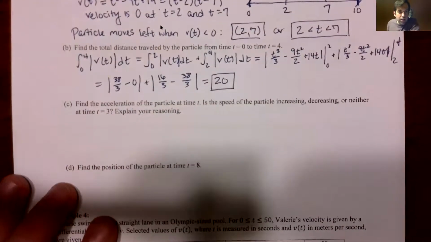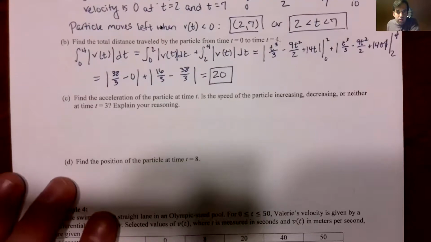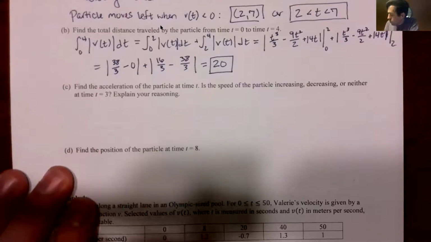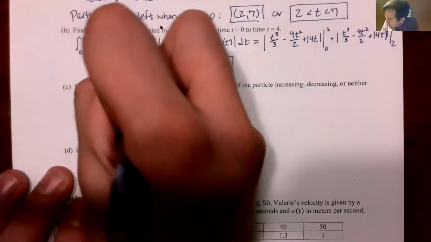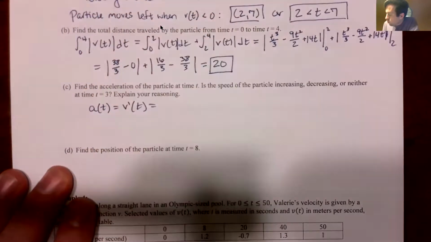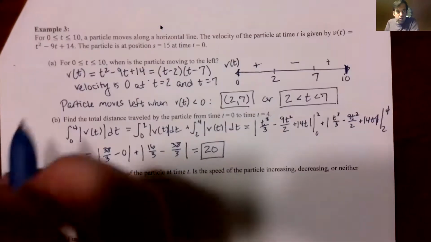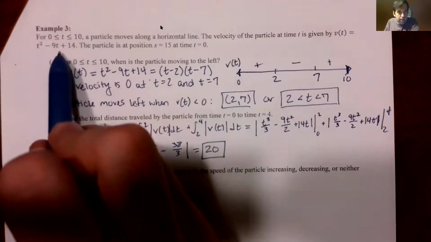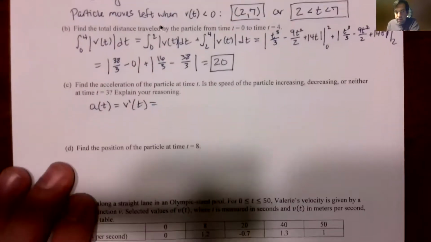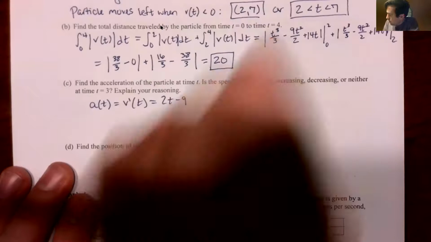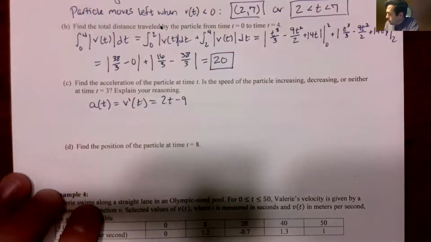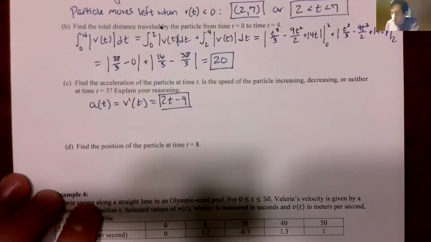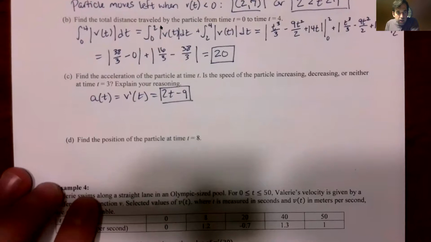Part C, find the acceleration of the particle at time t. Is the speed of the particle increasing, decreasing, or neither at time t equals 3? So we know that acceleration is the derivative of the velocity, which in this question, because of the initial equation given, we can easily take the derivative of this, and we're going to get 2t minus 9. And so that was the first part of the question. And now it wants to know, is the speed increasing, decreasing, or neither at time t equals 3?